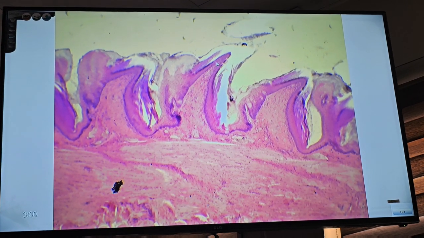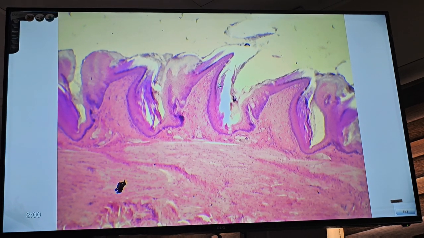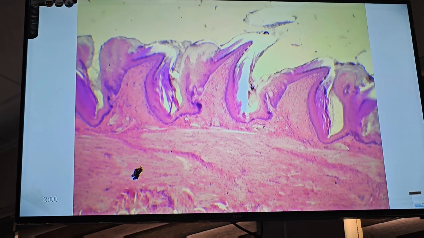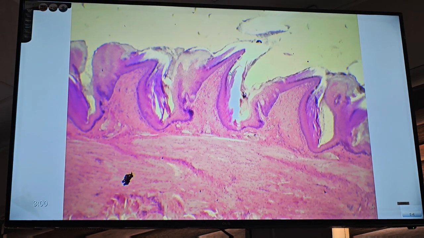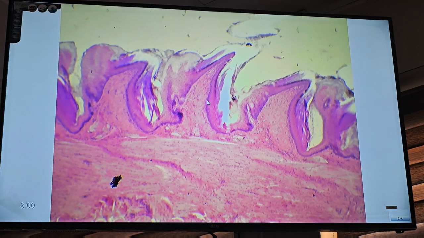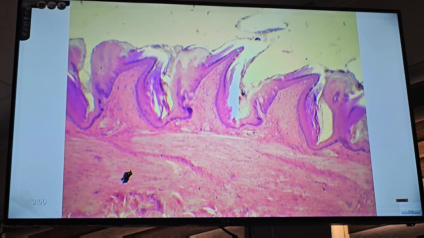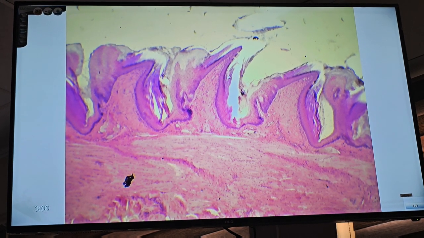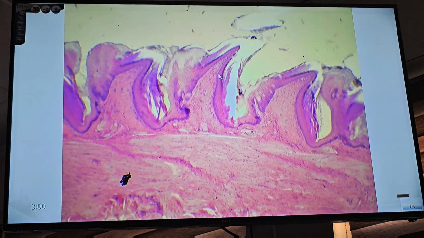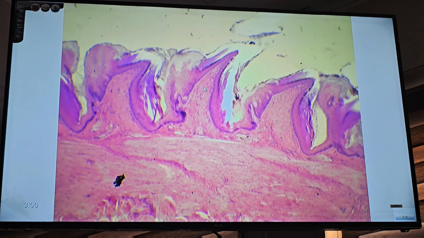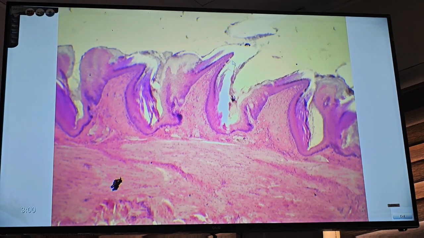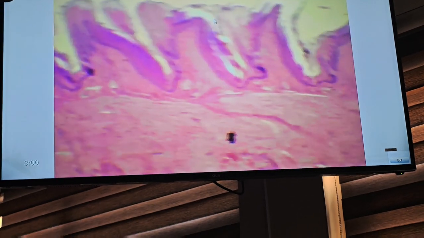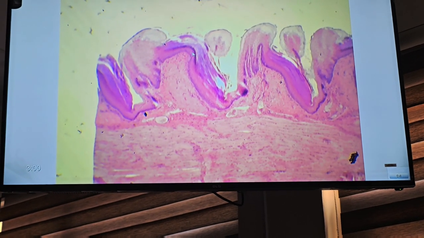Filiform papillae have an elongated conical shape and are heavily keratinized. This type of papillae lacks taste buds. This is stratified squamous epithelium, heavily keratinized. Beneath the epithelium is lamina propria of connective tissue. The second type is called fungiform papillae.